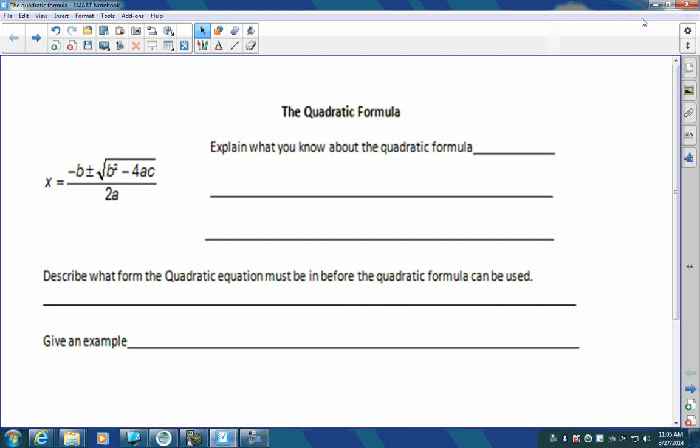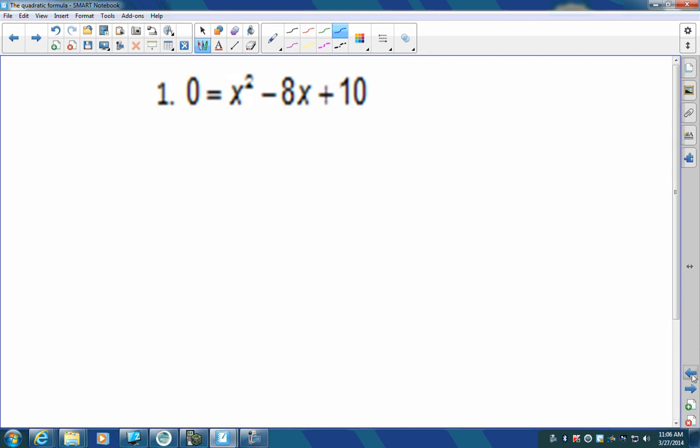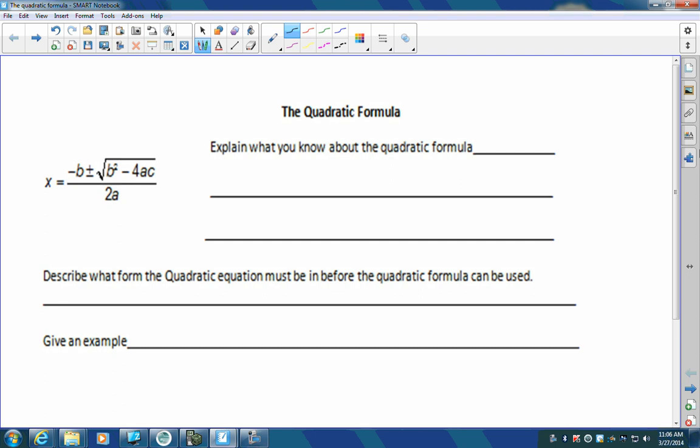Okay, let's look at this quadratic formula. The first part on your paper says, explain what you know about the quadratic formula. Okay, well, wait, that's on solving. You said you start with the discriminant. Right. Well, let's back up a second. What does the quadratic formula do? What are we finding? The solutions, which are what? The x-intercepts. So this helps me find the x-intercepts.